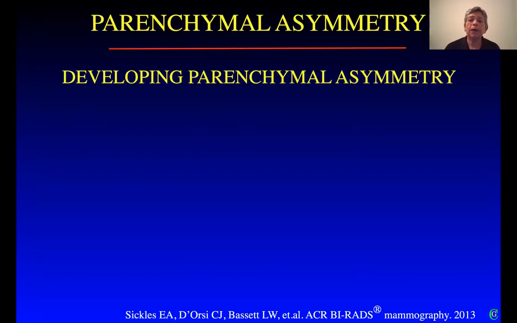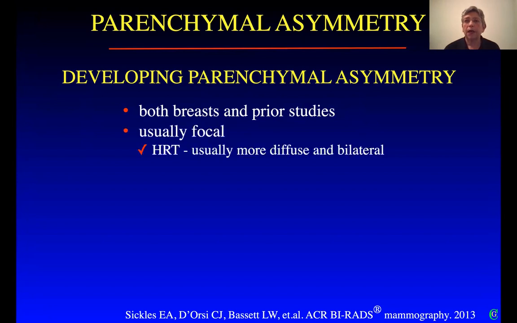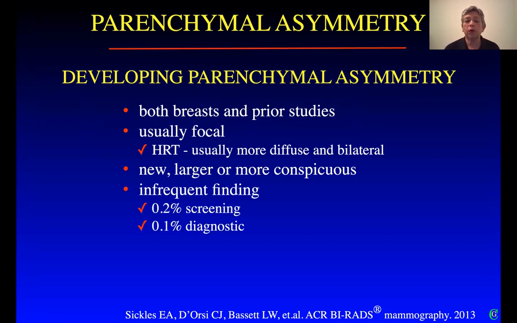Now, it is developing parenchymal asymmetry that you need to be on the lookout for. You need to be very careful. You need to evaluate these patients carefully. You need to have both breasts to determine asymmetry. You need to have prior studies to describe it as developing. It's usually focal, though if it's hormone related, such as being started on estrogen, or as I mentioned before, if you were on tamoxifen and the tamoxifen's been stopped, you may see a rebound. It may be more diffuse and bilateral. You are looking for a new, larger, or more conspicuous finding.